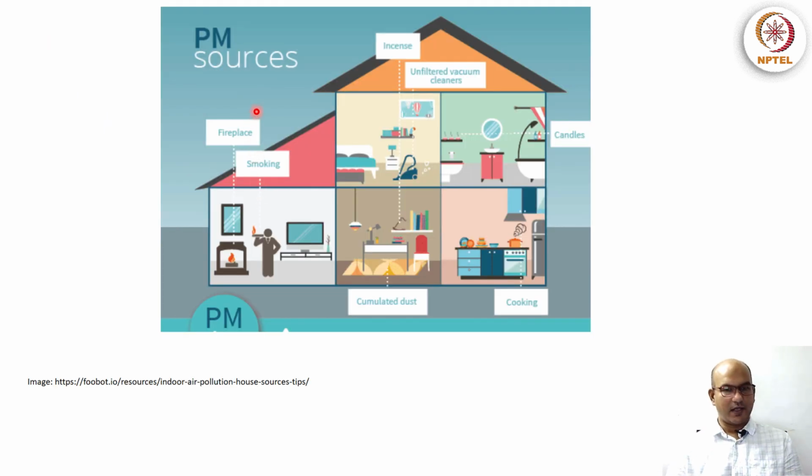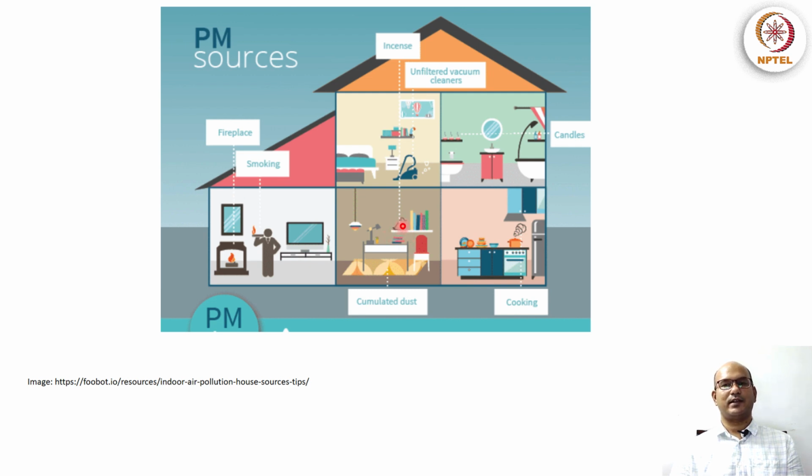In this slide we have some PM sources. So here in the living room we have a fireplace sometimes. Fireplace means wood burning. Wood burning produces aerosols, generally coarser. Smoking is there. Then we have sort of a study room kind of place. We have accumulated dust which can be resuspended.